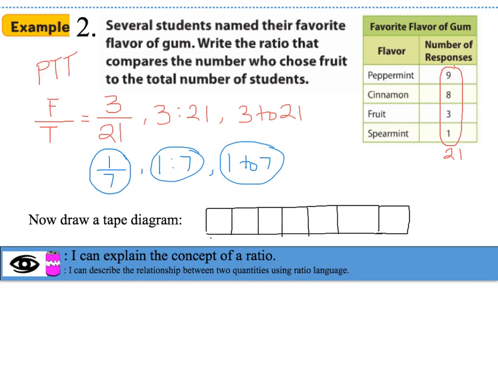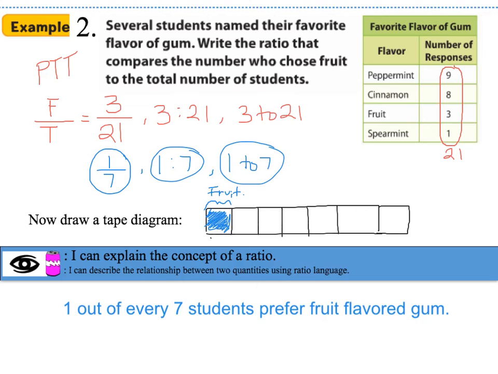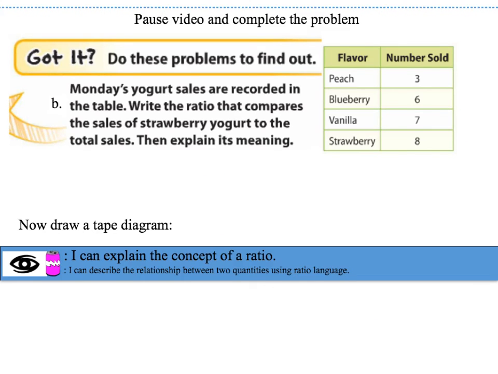Alright, so that's the total amount of gum that we have. I'm going to shade one of them because that one is the fruit flavored gum. And I'm going to label that as the fruit flavored gum. So now let's describe the relationship between the two quantities by saying 1 out of every 7 students preferred fruit flavored gum. So pause the video, complete this guided problem, and we'll go over this answer in class tomorrow. Please make sure you also draw a tape diagram in your composition notebook.